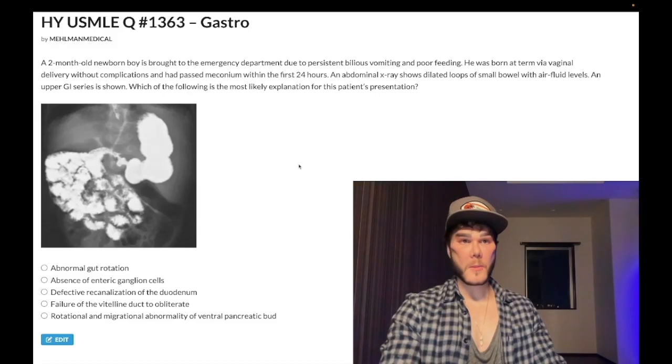How's it going, guys? 2-month-old newborn boy, bilious vomiting, poor feeding, born at term, vaginal delivery. He passed meconium in the first 24 hours. The abdominal x-ray shows dilated loops of small bowel with fluid levels, very buzzy for SBO, small bowel obstruction.